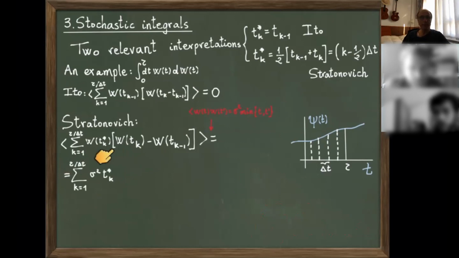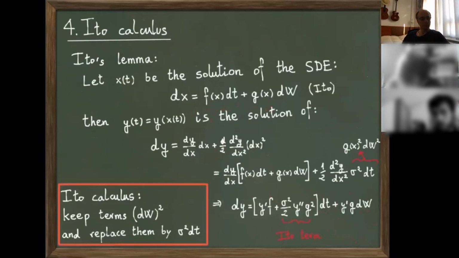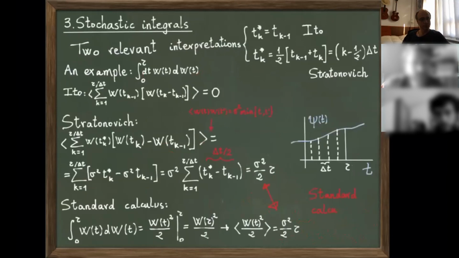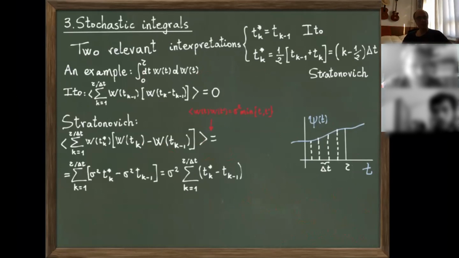And now I have w tk star, w tk minus 1. Now the minimum of the two, remember the minimum of the two is tk minus 1. So now I have sigma squared tk minus 1. And now, so I have tk star, tk minus 1. I have tk minus 1. And what is this? This is the middle point, and this is the first point. So this is delta t divided by 2. Okay? The middle point and the initial point. So this is delta t divided by 2.